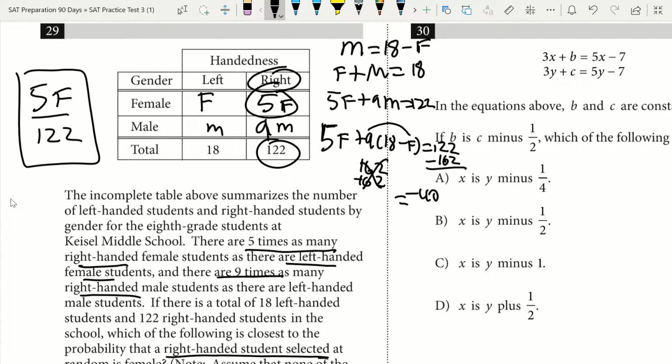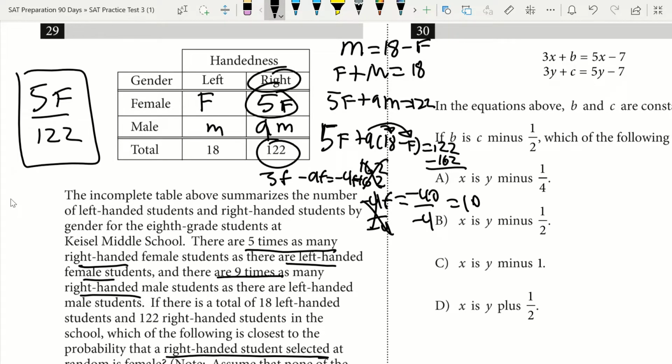I also am going to have to multiply my 9 by my negative F, so that's going to be 5F minus 9F, which gives me negative 4F. So negative 4F equals negative 40, divide each side by negative 4, and that gives me that F is going to equal 10. So the number of left-handed female students will be 10.